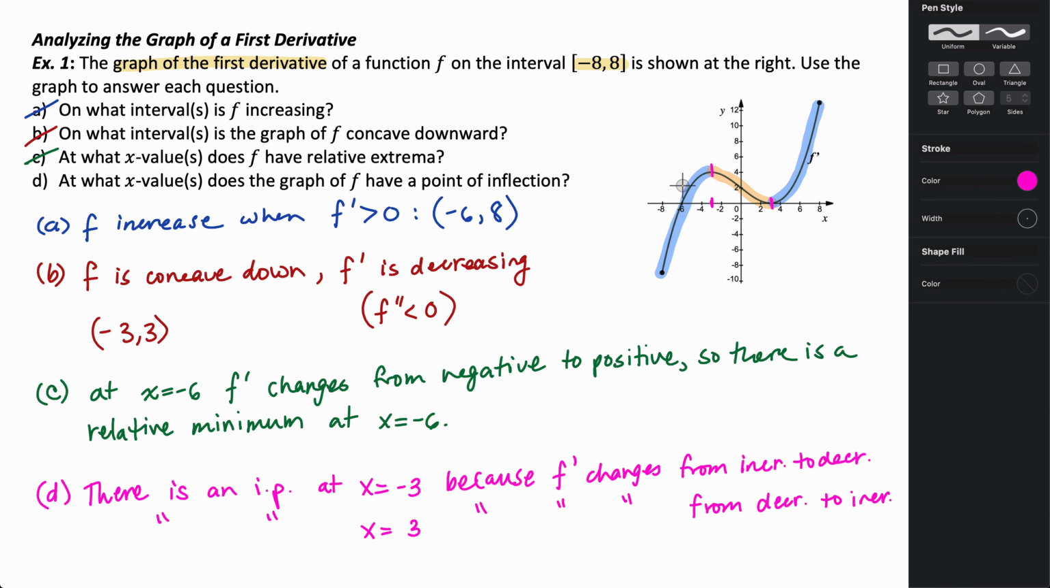It's because the derivative changes from increasing to decreasing and decreasing to increasing at those points, which means that our original function f is changing from concave up to concave down, and then from concave down to concave up, which is when we have our inflection points.